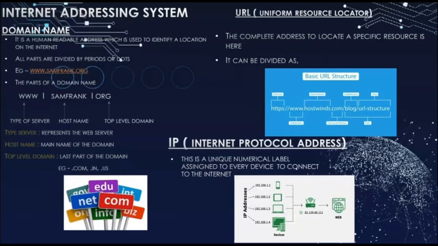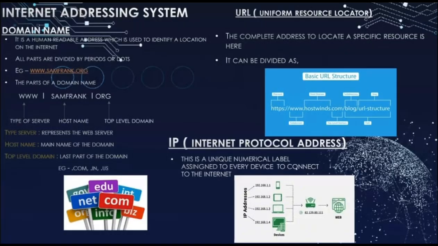URL, Uniform Resource Locator. This is the complete address to locate a specific resource. It can be divided into protocol, root domain, subdomain, top level domain, subdirectory, path, and slug. The figure shows a clear explanation of the basic structure of a URL.